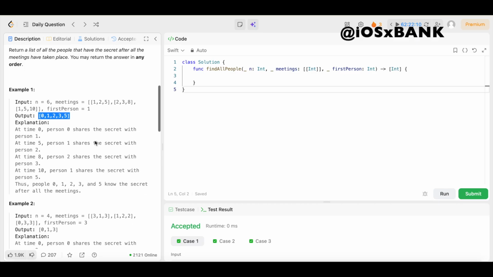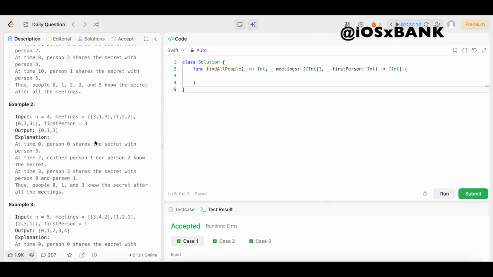Now, just in case that didn't make sense, let's take a look at example 2. In example 2, we have our input n equals 4, meetings equals a 2D array of integers, the first array being 3, 1, 3, the second array is 1, 2, 2, and the last array is 0, 3, 3. This time, firstPerson is 3. The output is 0, 1, 3.